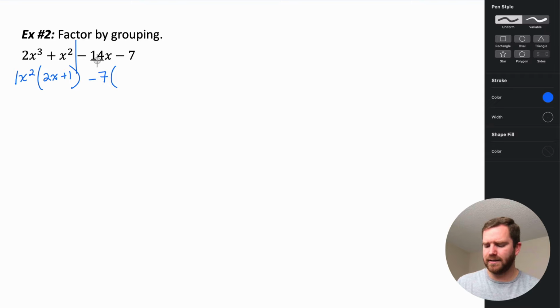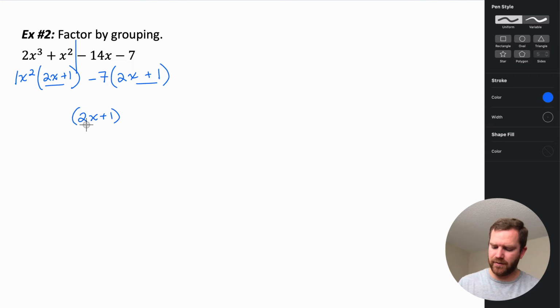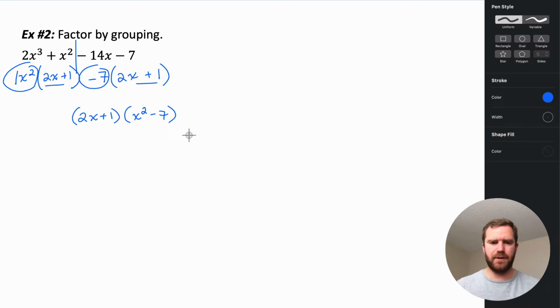Negative 7 times what is negative 14? Well, that's going to be positive 2. And then we also need to multiply an x to get the negative 14x. Negative 7 times what is negative 7? So negative 7, again, times 1 gives us itself. Again, we see these two are the same, so that's our first factor that we're going to deal with. And then our other factor is going to be what we have on the outside. So we have the x squared minus 7. So that would be this second example factored by grouping.